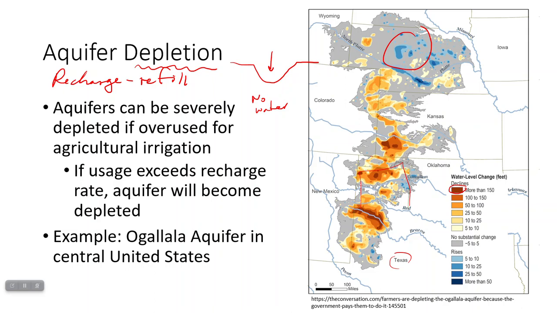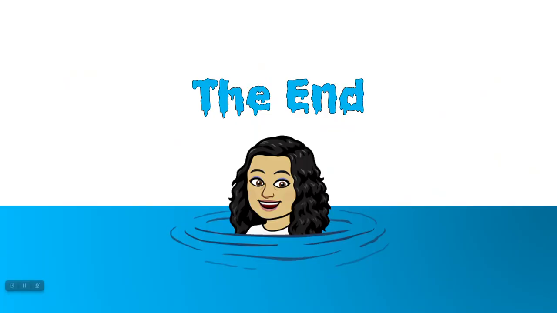This is an example of tragedy of the commons. It's a common resource. Everybody shares an aquifer. Nobody owns an aquifer. And so it's very easy to say, okay, I'm going to get as much water out of this aquifer as I can.